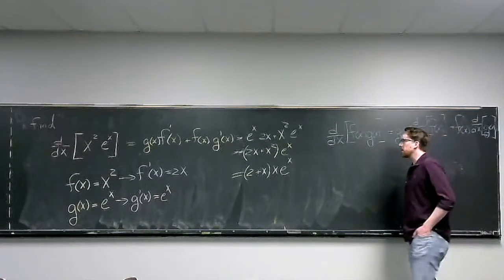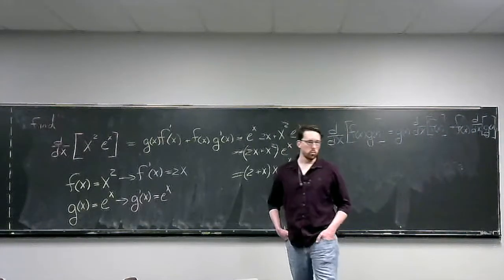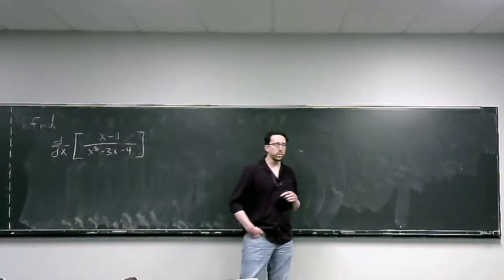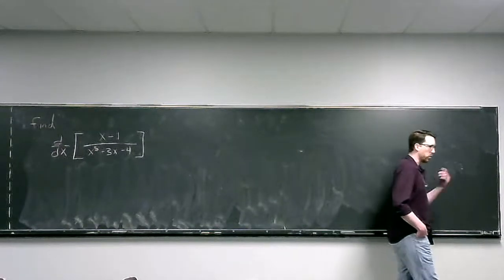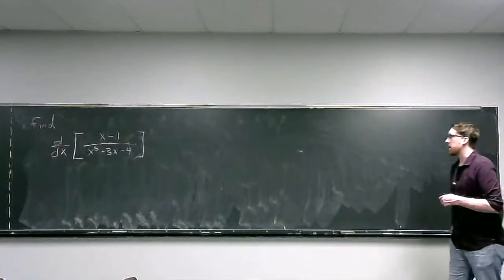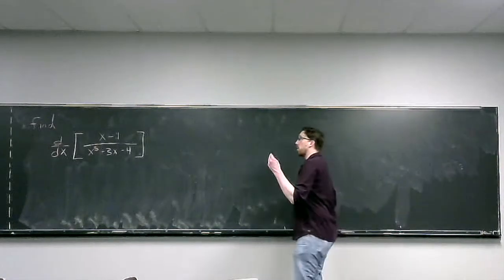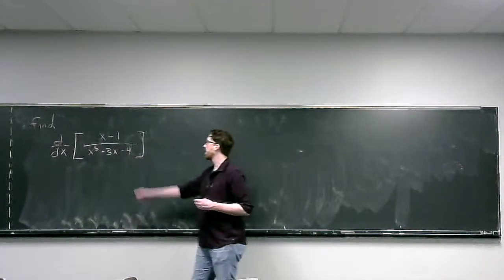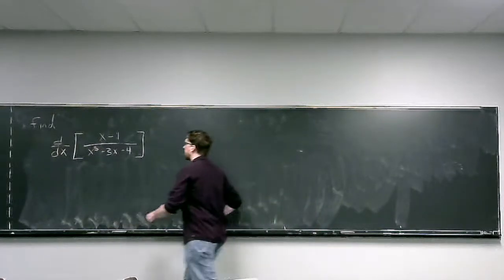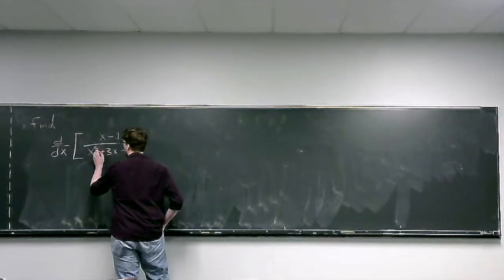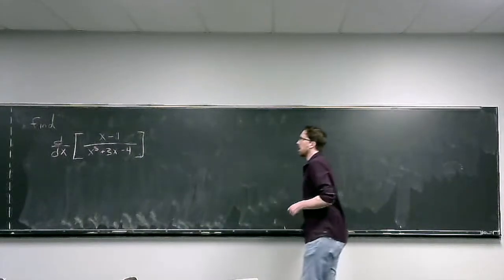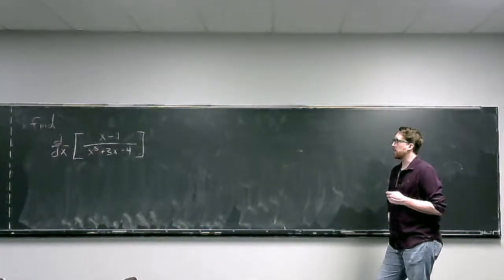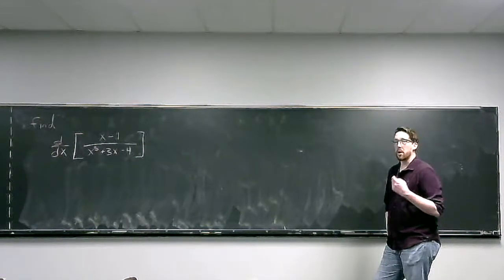Having said that, let's look at one last example. All right, so for this final example, we want to take the derivative of this rational function, of this quotient. And it's the derivative of the quantity x minus 1 divided by the quantity x cubed plus 3x minus 4. So this is, in fact, a plus sign here, in case that is not clear while you're watching YouTube. So we've got the derivative of the quantity x minus 1 divided by the quantity x cubed plus 3x minus 4.